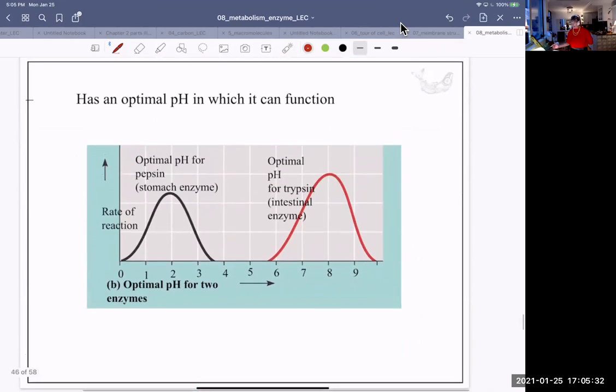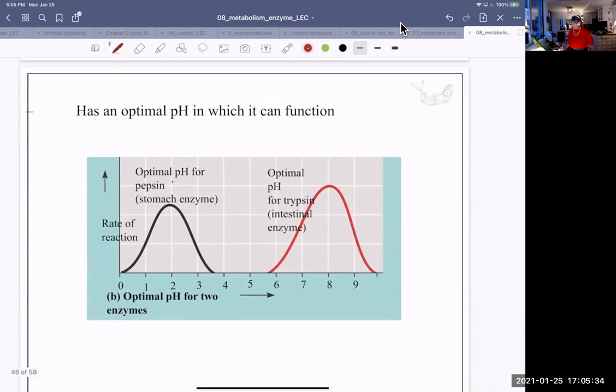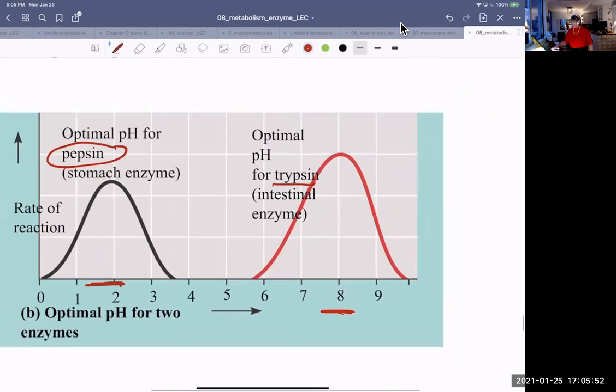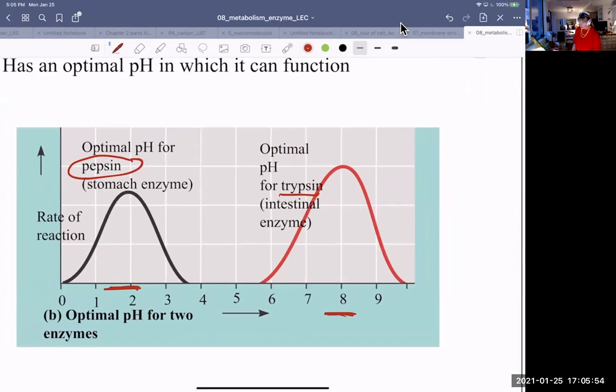And there's an optimal pH. Pepsin is a stomach enzyme. It only works at a very low pH. Any other pH would probably denature it. Trypsin, that's in your intestines. Well, that's much higher, a pH of 8 or so. Very basic. The pH is very important for enzymes.